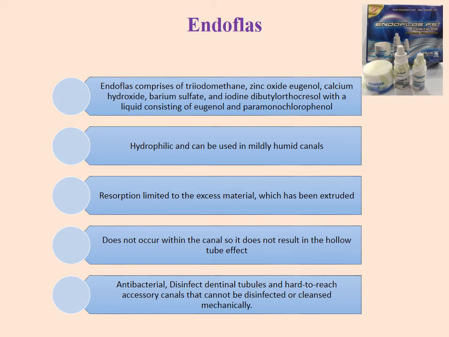And the resorption is limited to excess of material which has extruded. So the resorption is mostly of the material that is extruded beyond the apex. The resorption occurs there and does not occur within the canal, so it does not result in a hollow tube effect. The hollow tube effect is what happens once you obturate the canal with the obturating material. The material should resorb at the same rate as that of the tooth, but not before that of the tooth. So if the obturating material resorbs before the tooth, it will create a hollow tube effect.